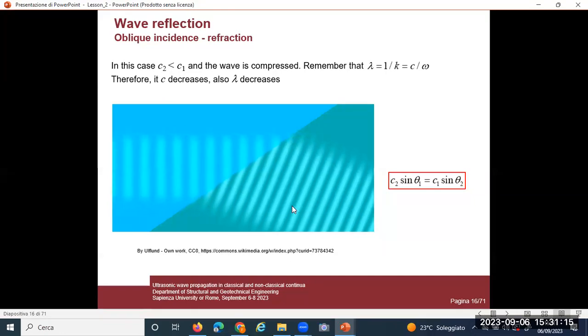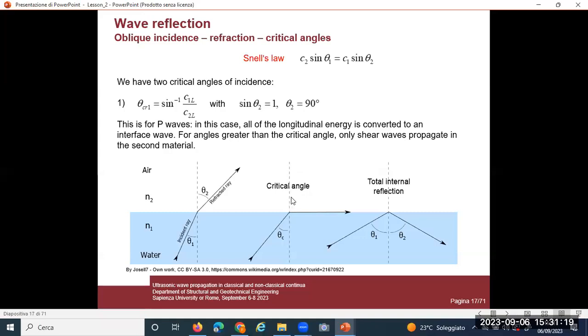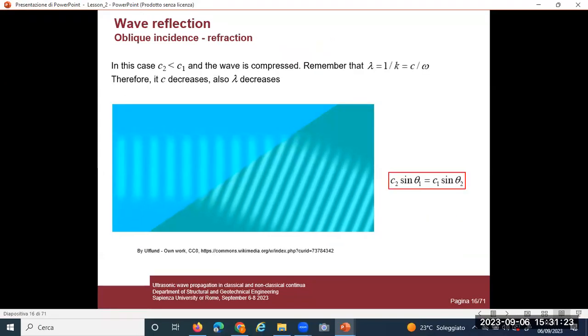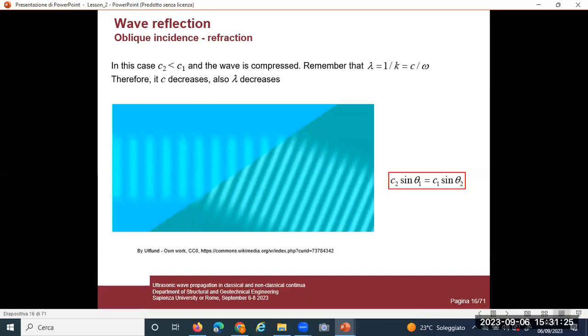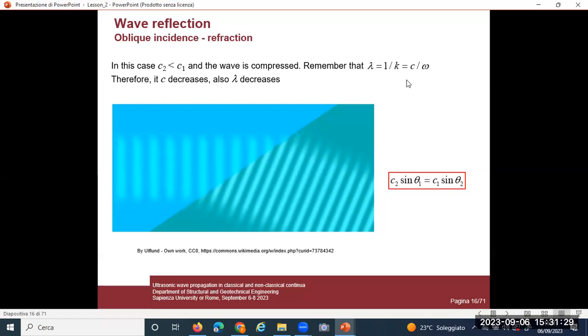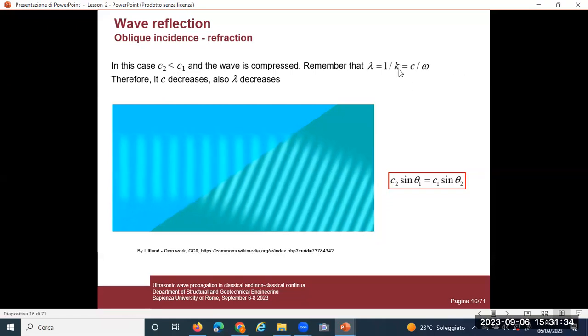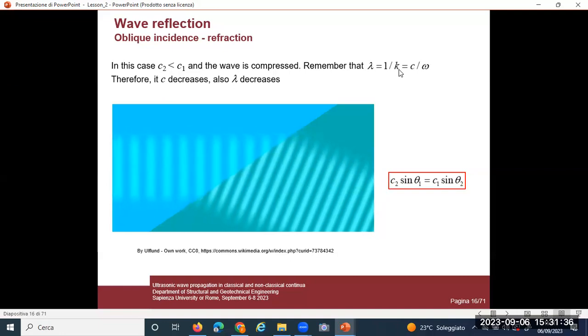Yes, the wave is compressed. Frequency, yes. Frequency is frequency. Frequency is not affected. What changes is the wave number.